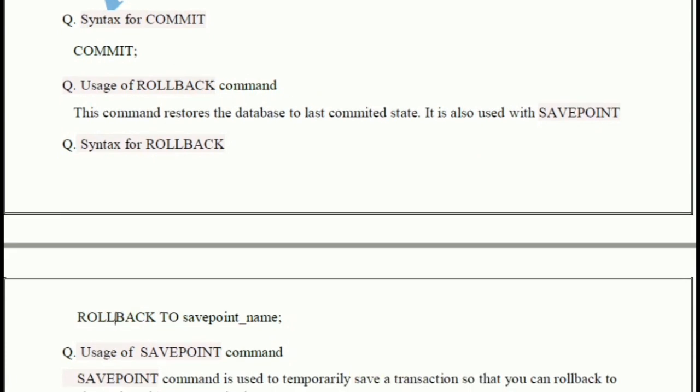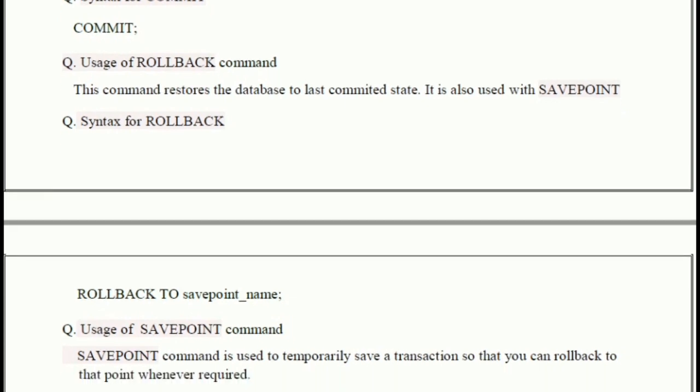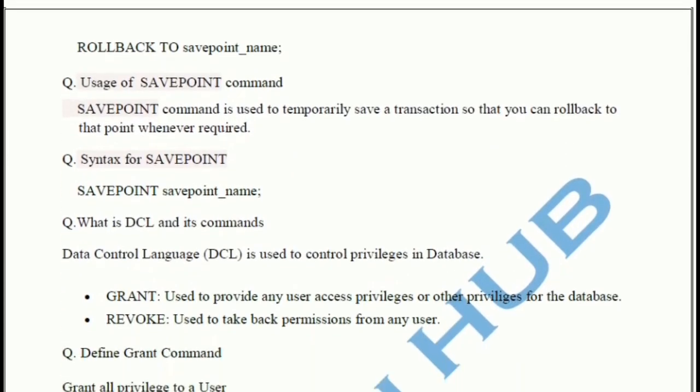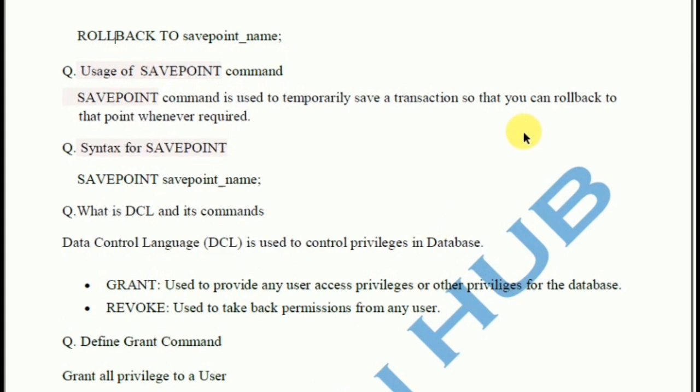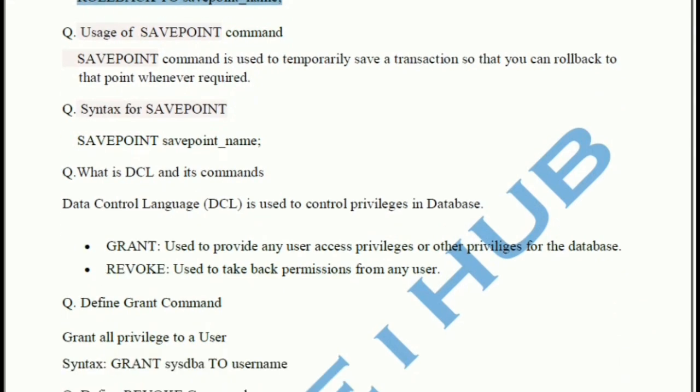Savepoint means what? Savepoint is nothing but temporarily saving a transaction so that you can roll back. So in the rollback syntax, we have to use rollback to savepoint name. What does savepoint mean? This is temporary. This savepoint name we can use in our rollback. Up to wherever we stopped, up to that point we will roll back. So that is the meaning of this, so that we can use savepoint.